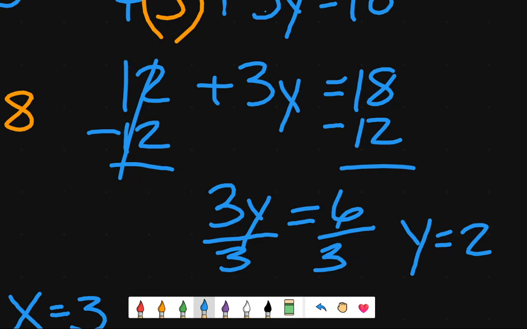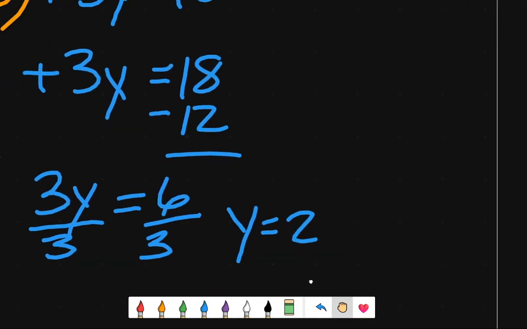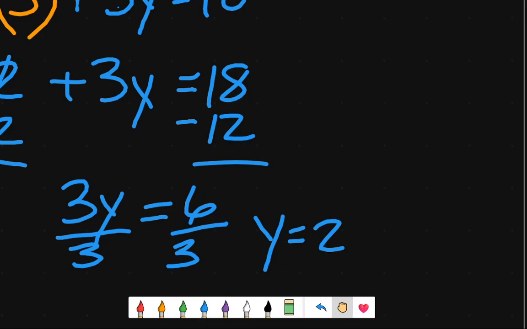So our ordered pair, where these two equations intersect, is at x equals 3 and y equals 2. And that ordered pair looks like this.